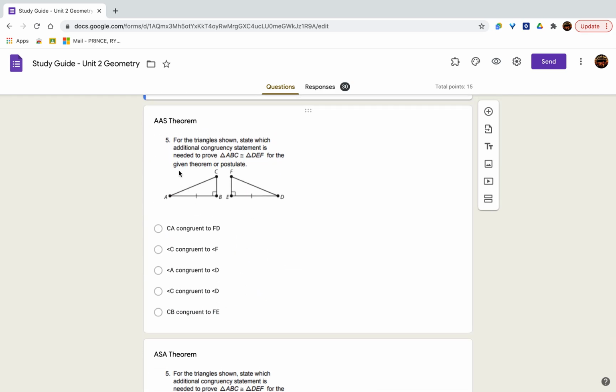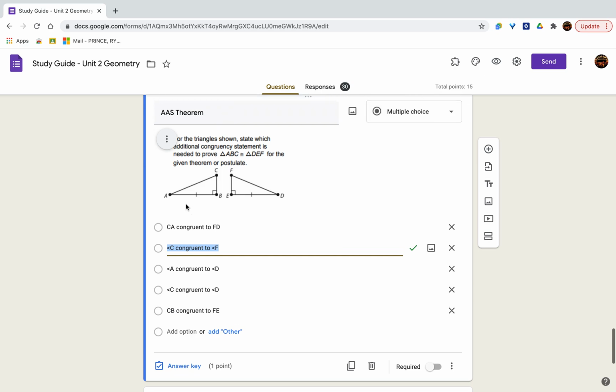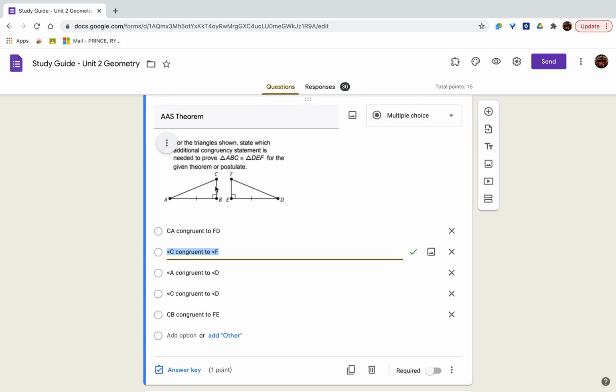Angle, angle, side. We need 2 angles and a side. I can't use this angle because if I use this angle, then it's angle, side, angle. I've got to use that angle. Angle, angle, side. It has to go in order. So here, angle, angle, side. C and F have to be congruent to each other, which is here. C and F congruent. That's all you need for angle, angle, side.